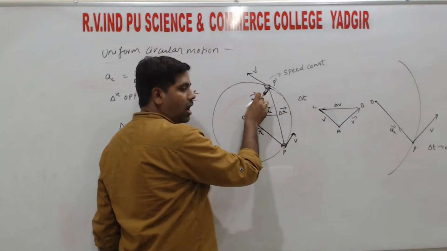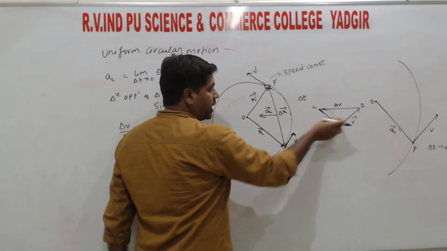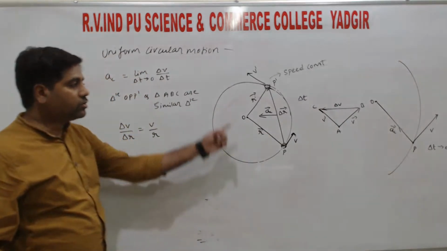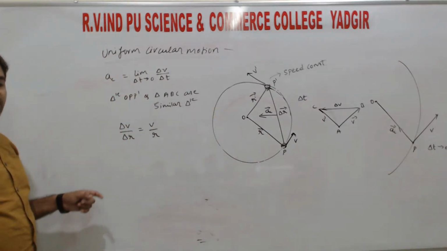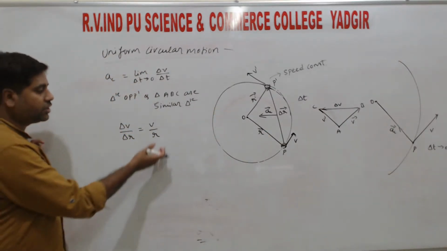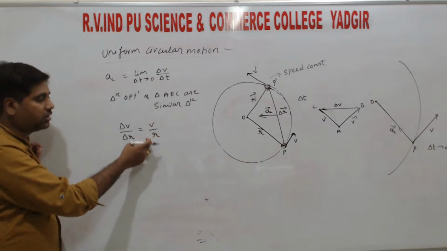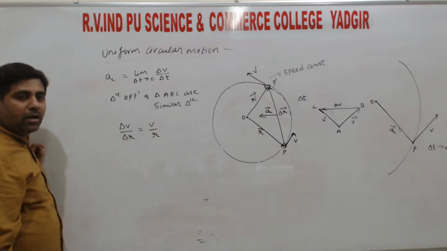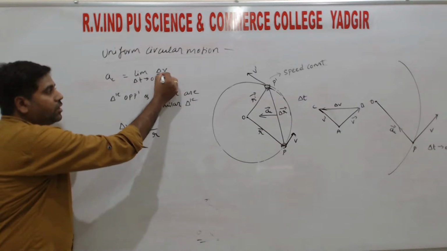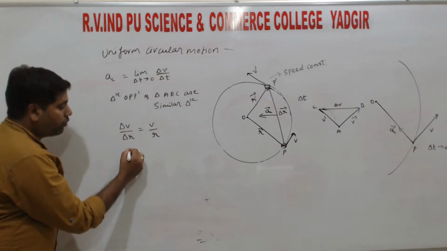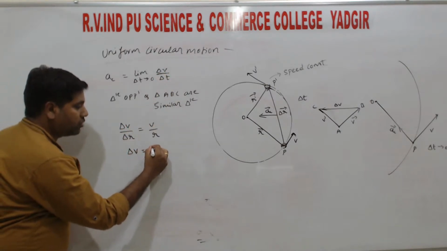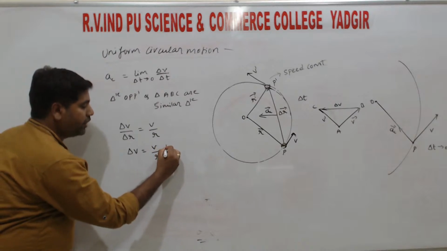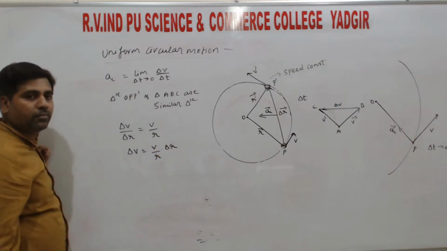So we can take v dash by r dash or v by r, because all three sides are the same, we can take any ratio. Since we have considered the initial point, we can take the ratio v by r. Here in the definition we want delta v. So from this relation, delta v is equal to v by r into delta r, right?